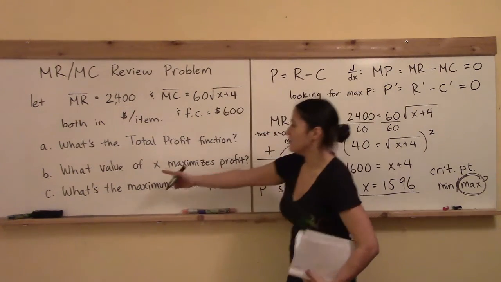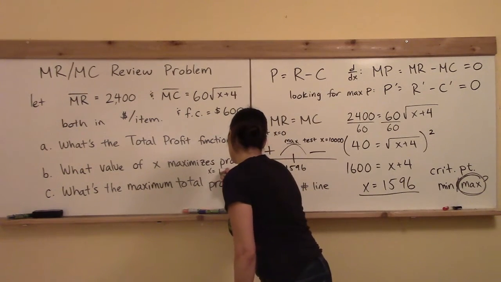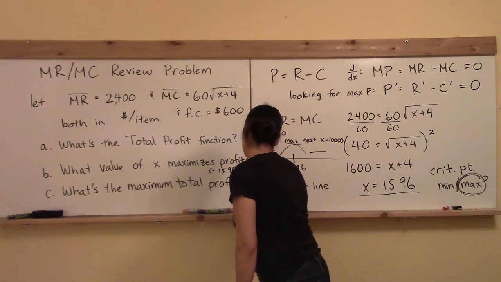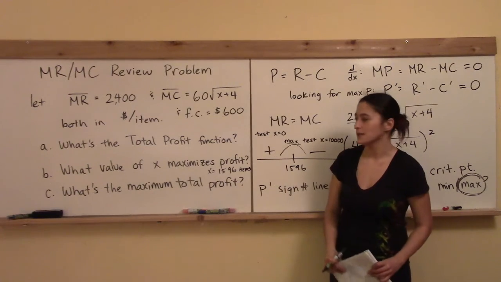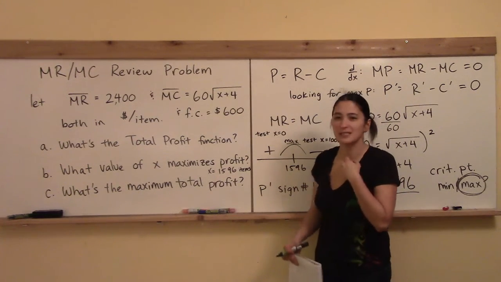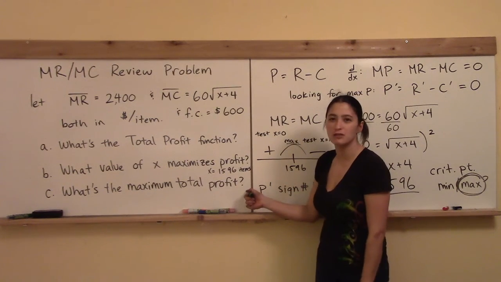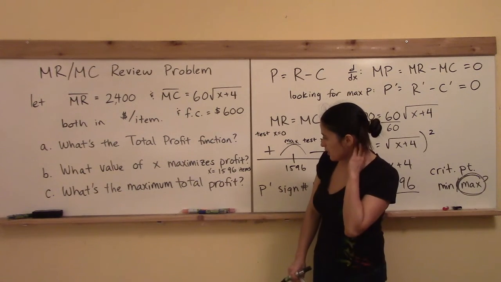Okay, so what value of x maximizes profit? Scratch work here. The answer is x is equal to 1596 items. And then I'm going to go on and try to answer A and C. Now, I just got B, right? So can I just skip ahead to C? I have the x value right here. Could I answer C real quick? What's the maximum total profit?